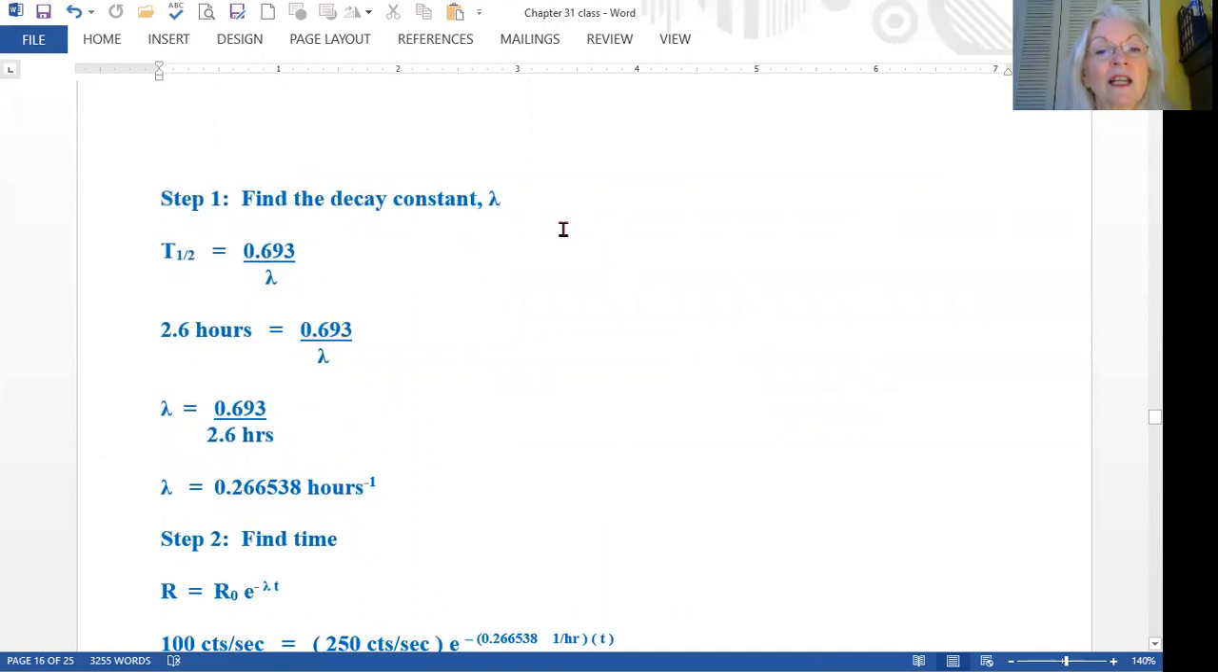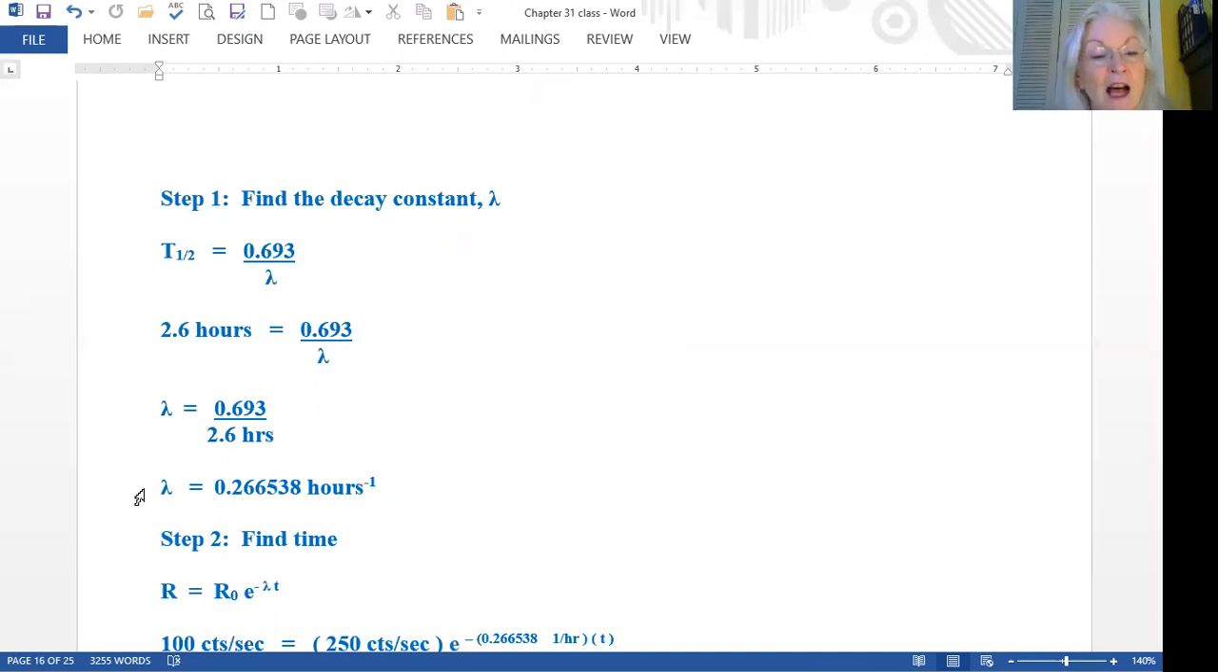The decay constant is lambda. We'll write down our equation: T sub 1/2 is 0.693 over lambda. We'll plug in the numbers. The half-life is 2.6 hours. Rearrange, do the arithmetic, and you find that the decay constant, lambda, is equal to 0.266538 hours to the minus 1. Please try not to round off very aggressively early on. Remember, in physics, we like to save our rounding off till the last step.